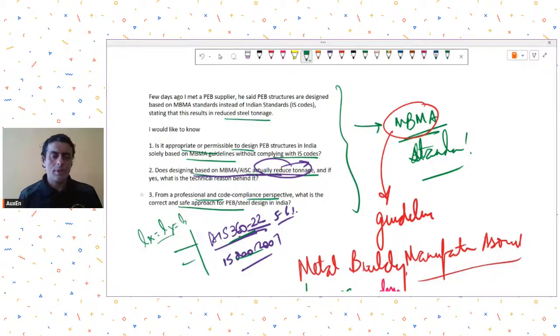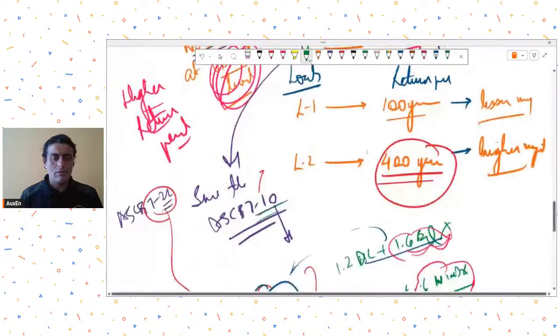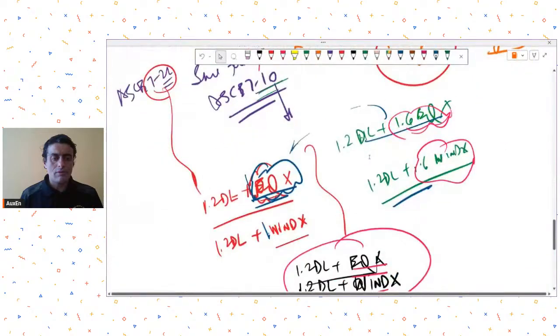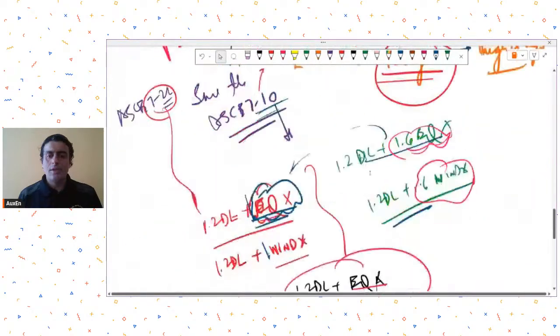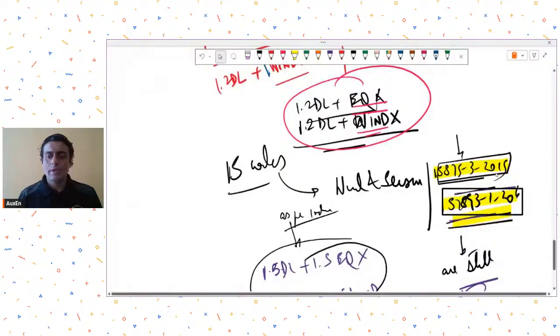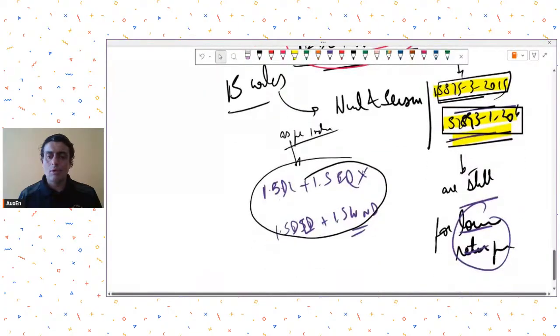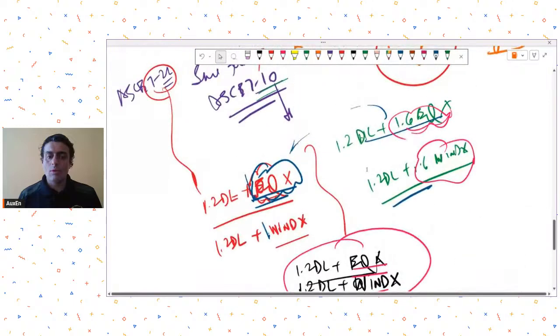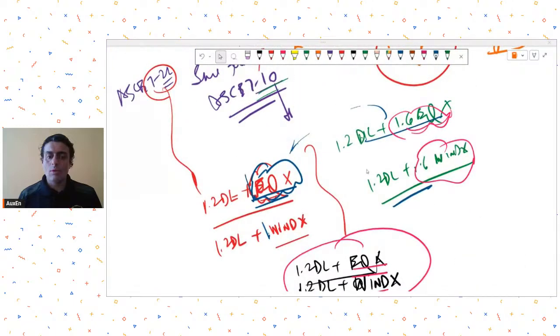Okay. From a professional and a code compliance perspective, what is the correct and safe approach? I have already explained what you should do. If you want to use AISC 360 for design, you take the loads from 875 part 3, 1893 part 1, take the load combinations also as per the Indian code, and then if you want to use the AISC for design, you may do it. Okay, so this was the answer to his query.